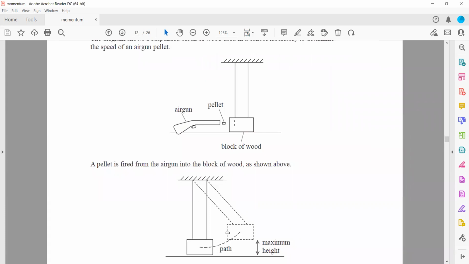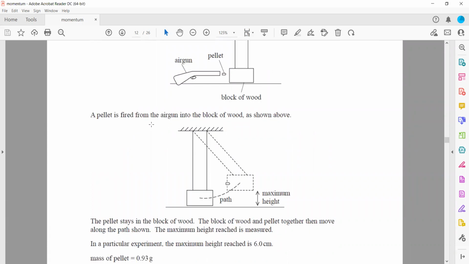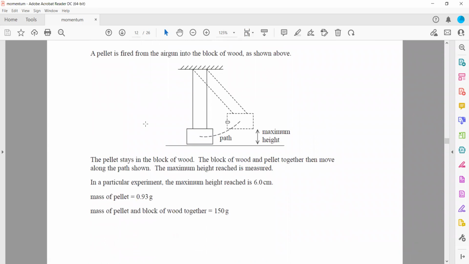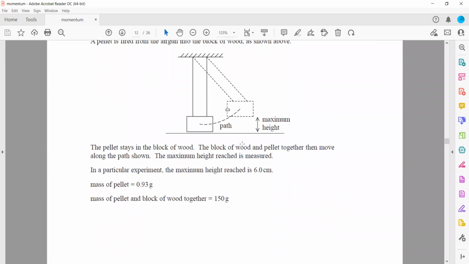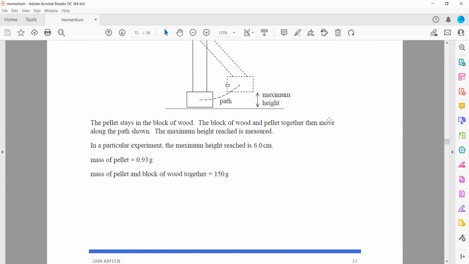So the air gun fires the pellet, and the pellet sticks to this wood and they move together. The pellet is fired from the air gun into a block of wood as shown, and the pellet stays in the block, and the block of wood and pellet move together. The maximum height reached is measured. In this particular experiment, the maximum height is 6 centimeters, which is 0.06 meters. The mass of the pellet is 0.93 gram, and the mass of the pellet and the wood together is 150 gram.